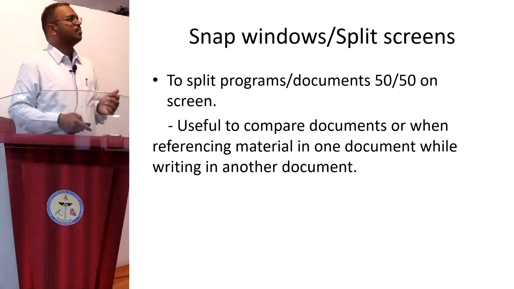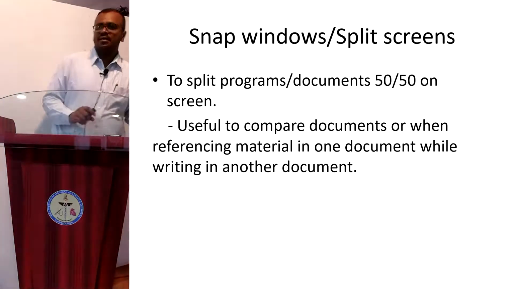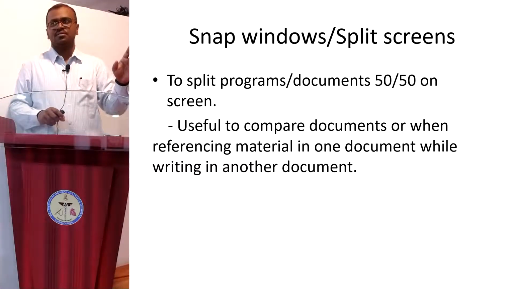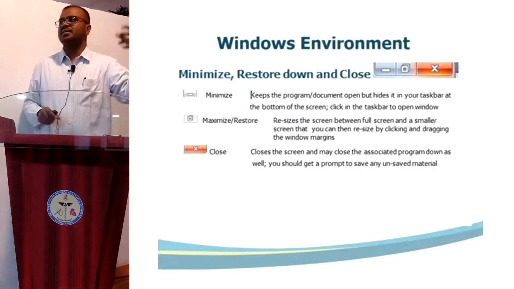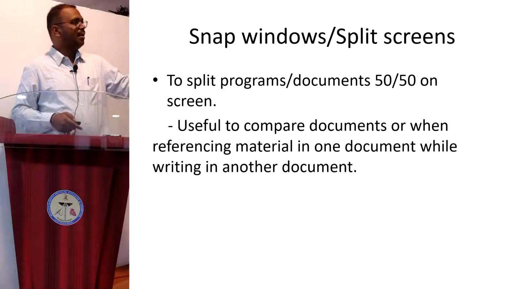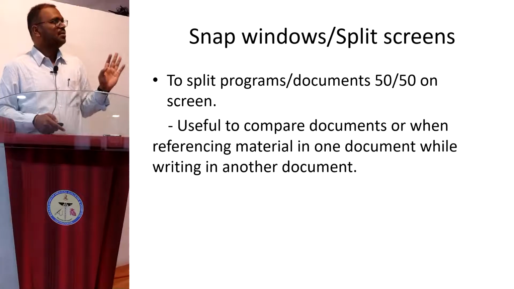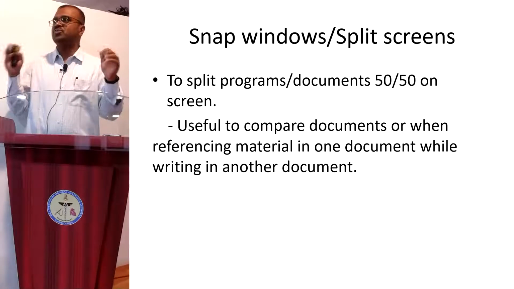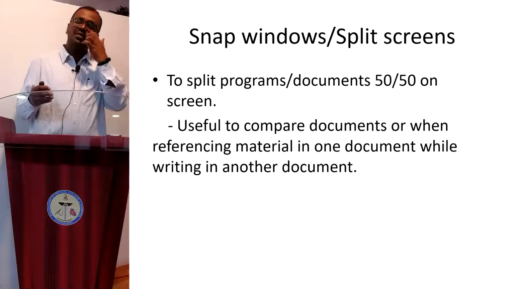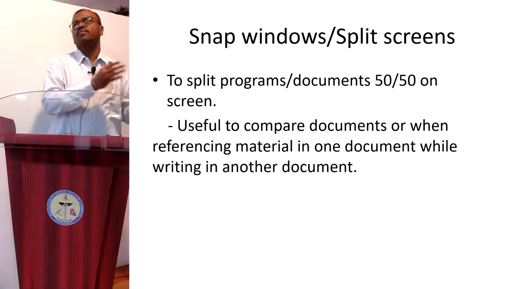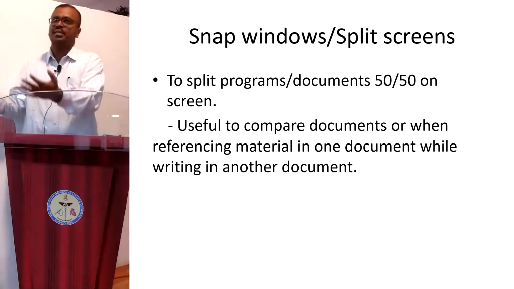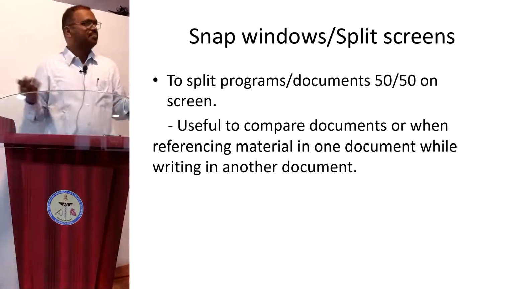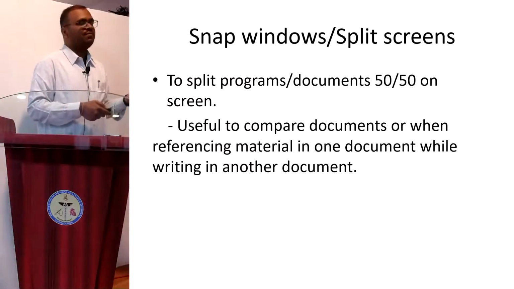Then another important thing is snap windows or split screens. This is where the restoring and resizing helps. Here, you split programs or documents in a 50/50 screen. It is very useful when you are going to take some important words from a PDF document and write them in a Word document. Both of the documents you can open at a single time. It is useful not only for that, it is also useful to compare the documents.